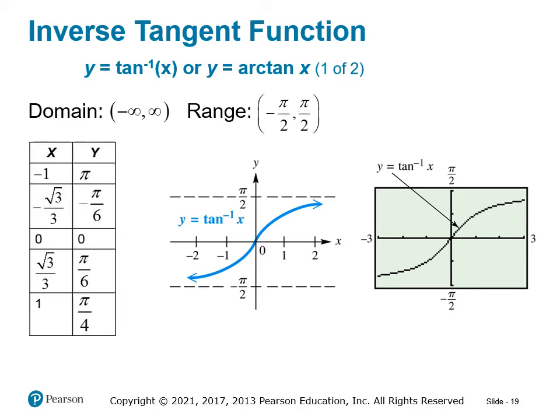All right, moving on to tangent. Here we have the inverse tangent. Y equals the inverse tangent of x, or y equals arctan of x. Tangent, much like sine, is in quadrant 1 and quadrant 4, negative pi over 2 to pi over 2. Okay, we can see it's continuous. It goes through the origin.